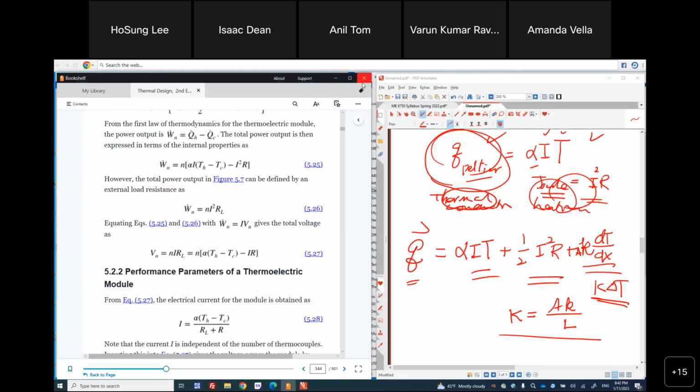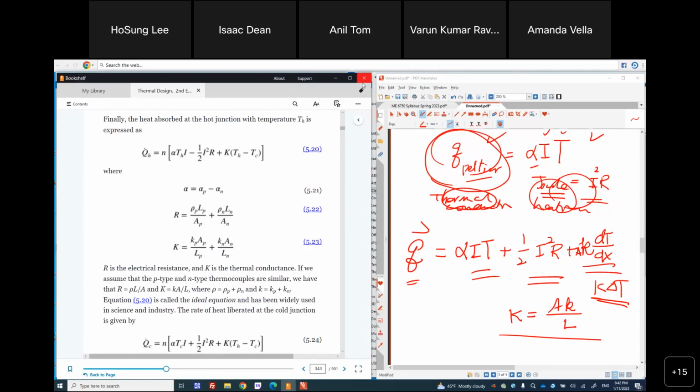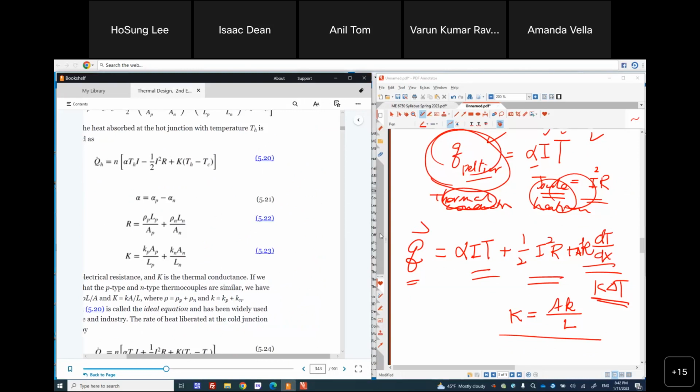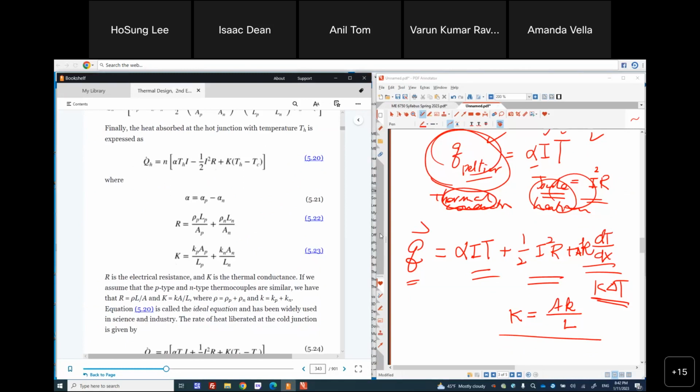Where is that? Yes, this one, QH. And alpha THI minus, it depends on the direction, and the K is, look at that, capital K, and temperature difference. So A must be 2, AP and AN. If you understand, say yes. This is so important. Alpha now AB, one is a minus, and the other is a positive. Do you understand this? Because of one couple. Say yes.